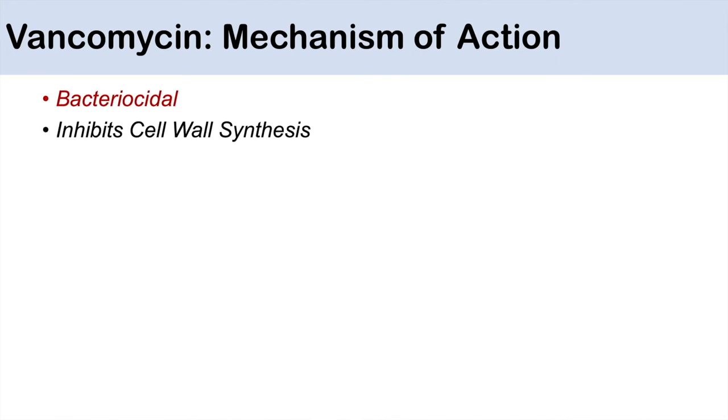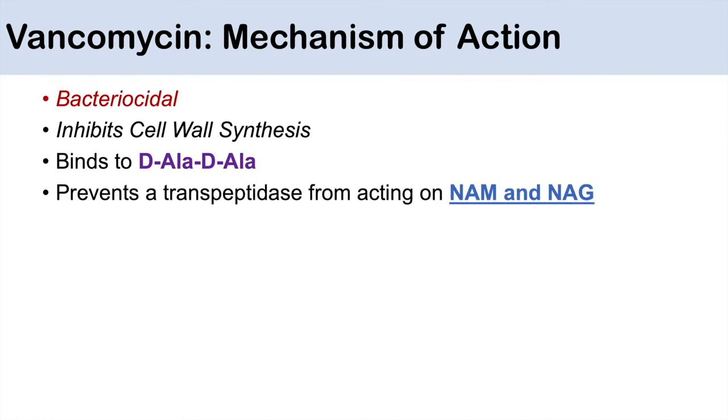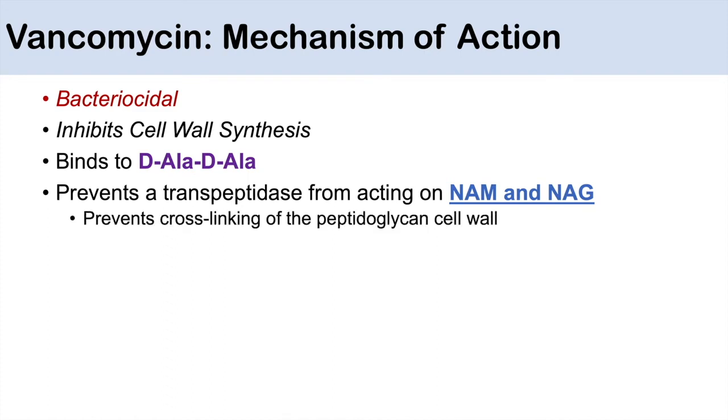So what is the mechanism of action of vancomycin? Vancomycin is bactericidal because it inhibits cell wall synthesis. So how does it do that? It actually binds to D-ALA, and that's what I want you to remember. The mechanism of action of vancomycin is through its binding to D-ALA. When it binds to D-ALA, it prevents a transpeptidase from acting on NAM and NAG. NAM and NAG are the building blocks for peptidoglycan cell wall synthesis. So essentially, vancomycin prevents cross-linking of the peptidoglycan cell wall.